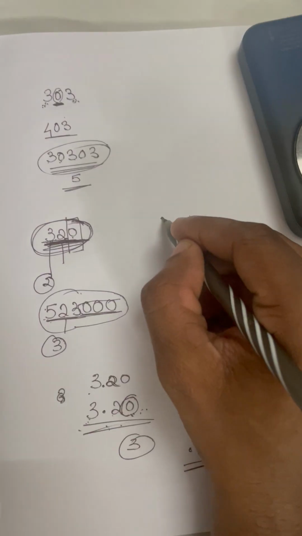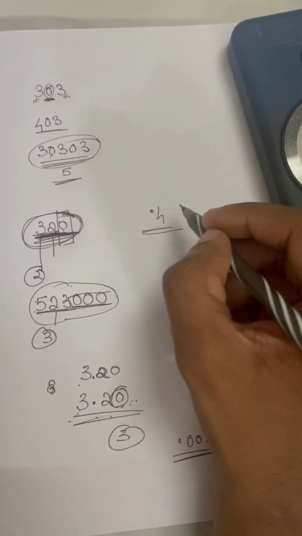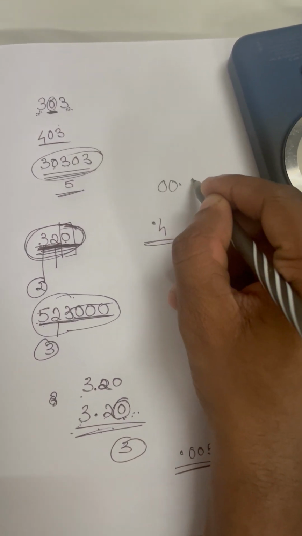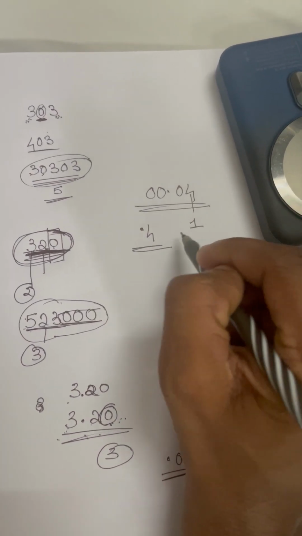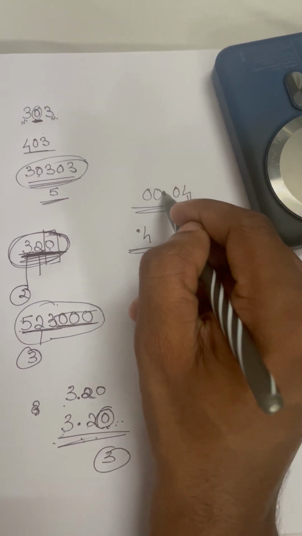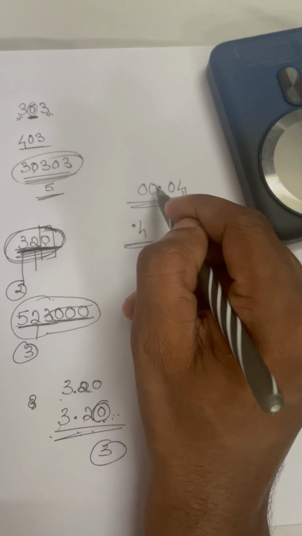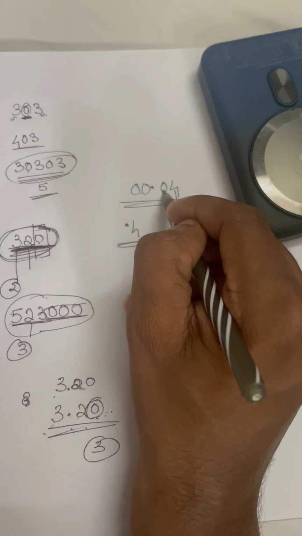You can check another example, 0.04. So the number of significant figures is 1. We don't consider the zeros on the left side and the zeros on the right side.